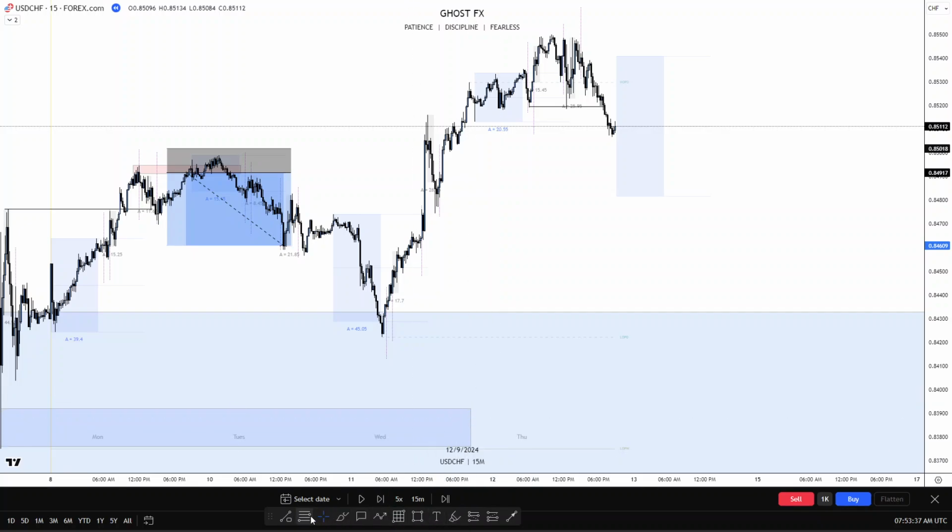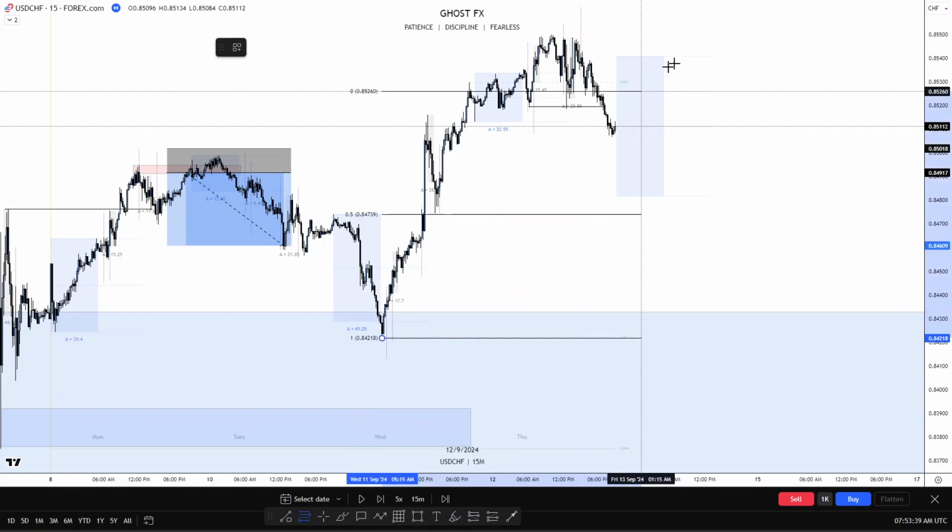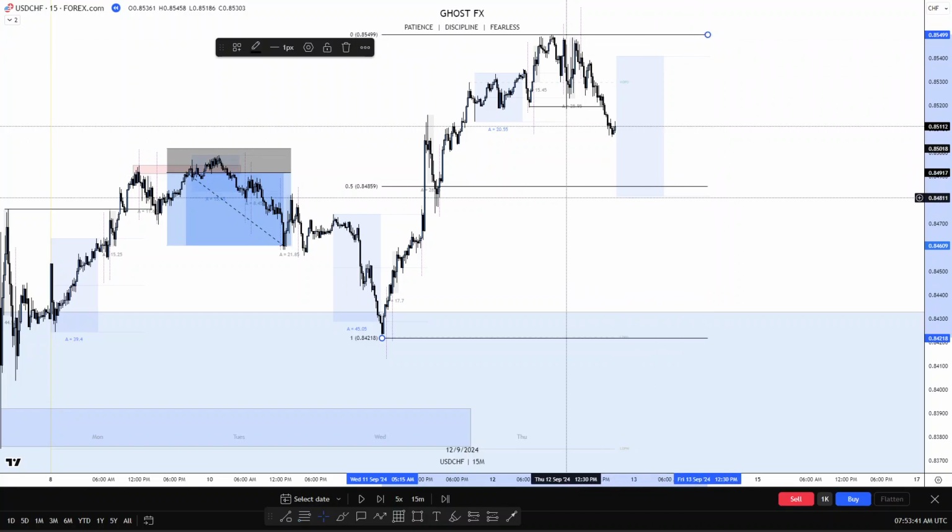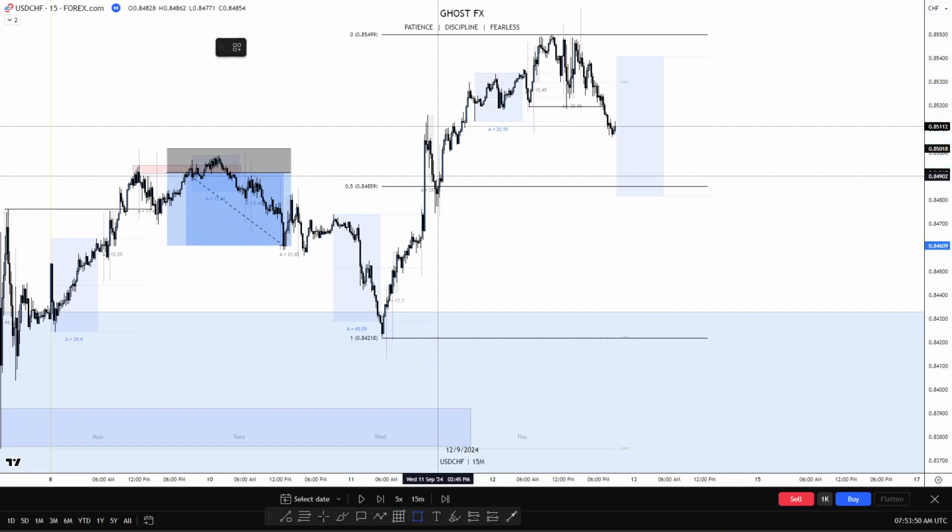I'll take my fib, mark from the lowest to the highest point. This is extreme decisional zone, and this will be my extreme. I'll take my reference point from here.